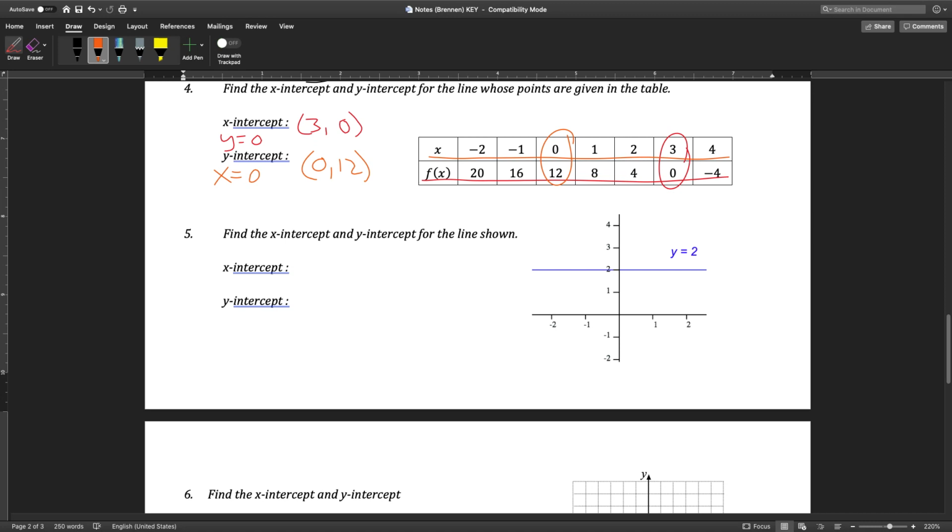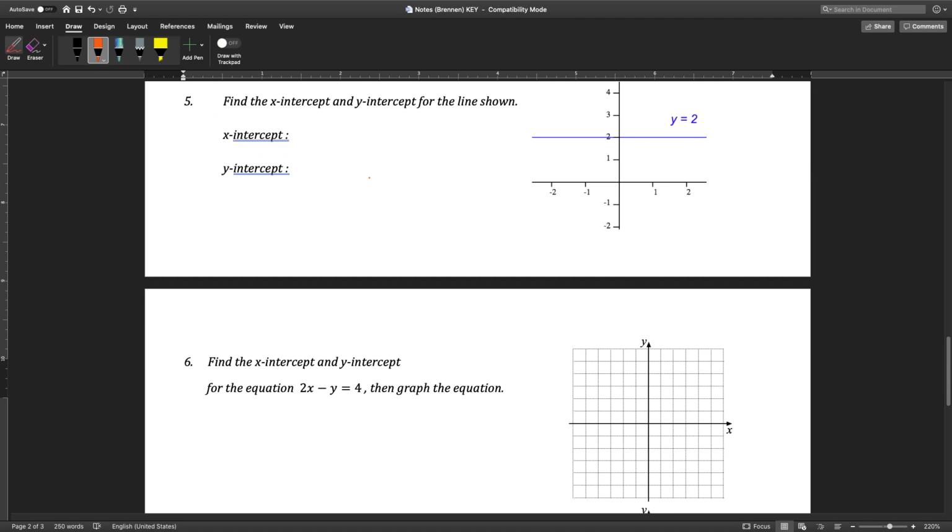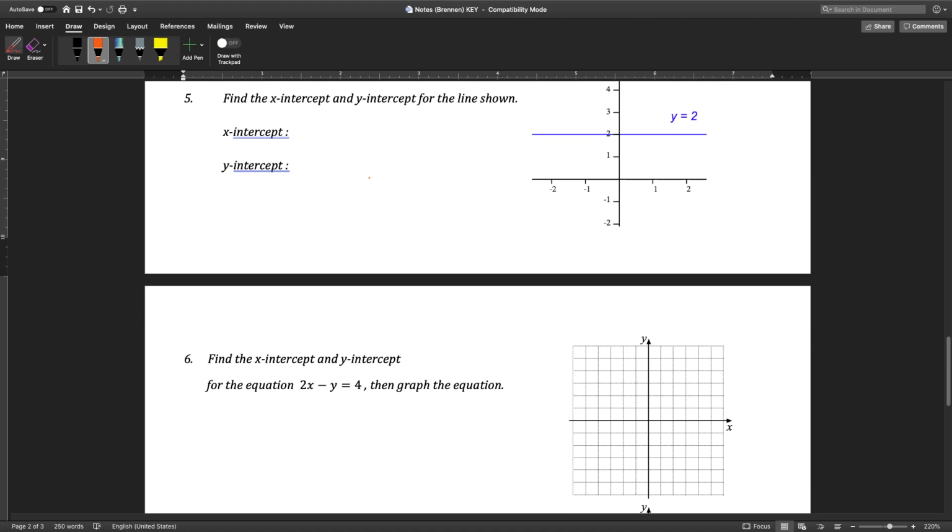Finally, we take a look at the last example for this video. Find the x and y intercepts of the lines shown. Okay, so where does it cross the x-axis? If you notice, we have a horizontal line here. Horizontal lines never cross the x-axis, and so my x-intercept is going to be none.